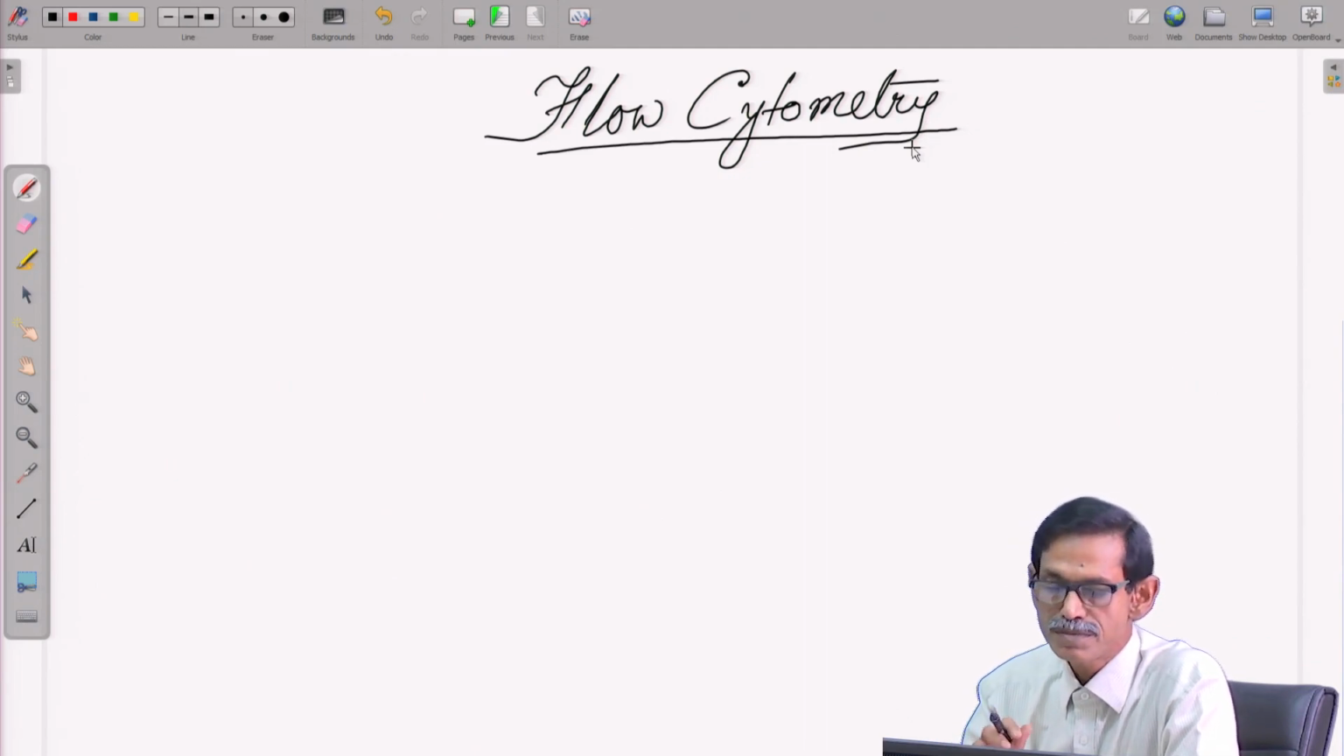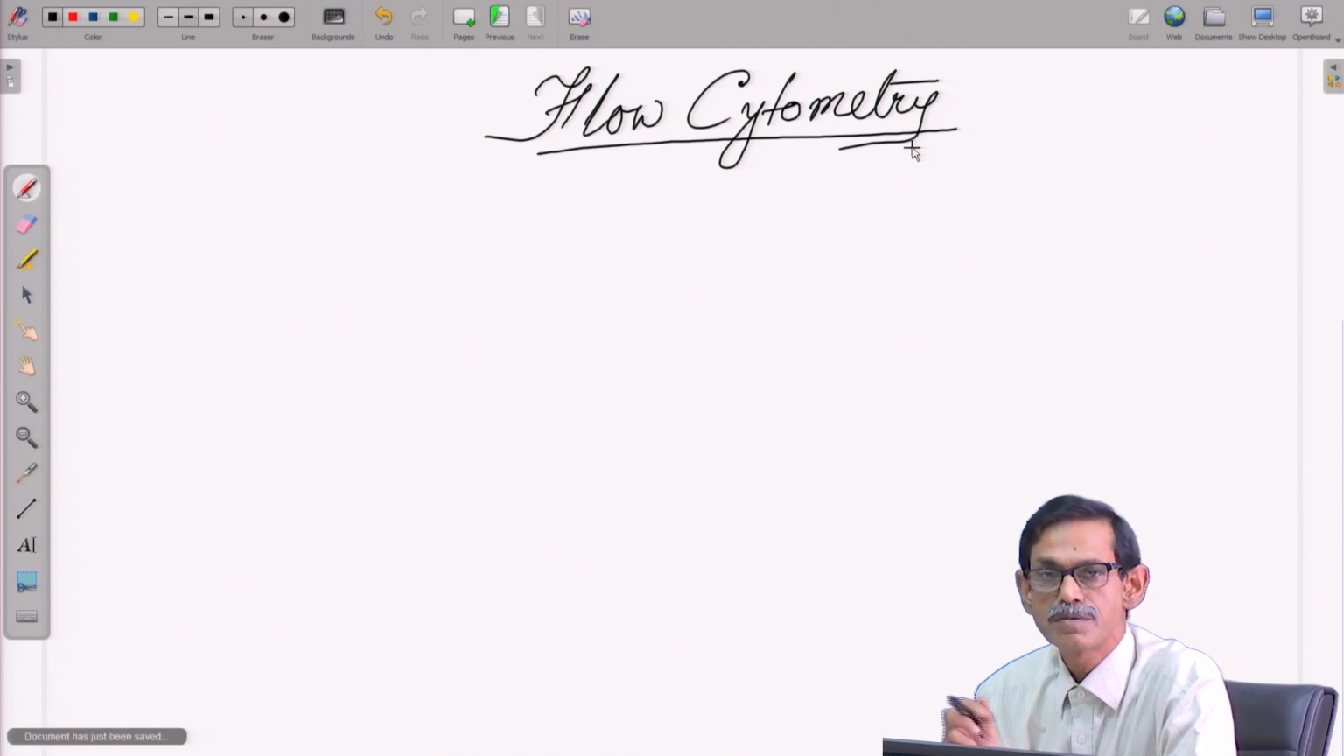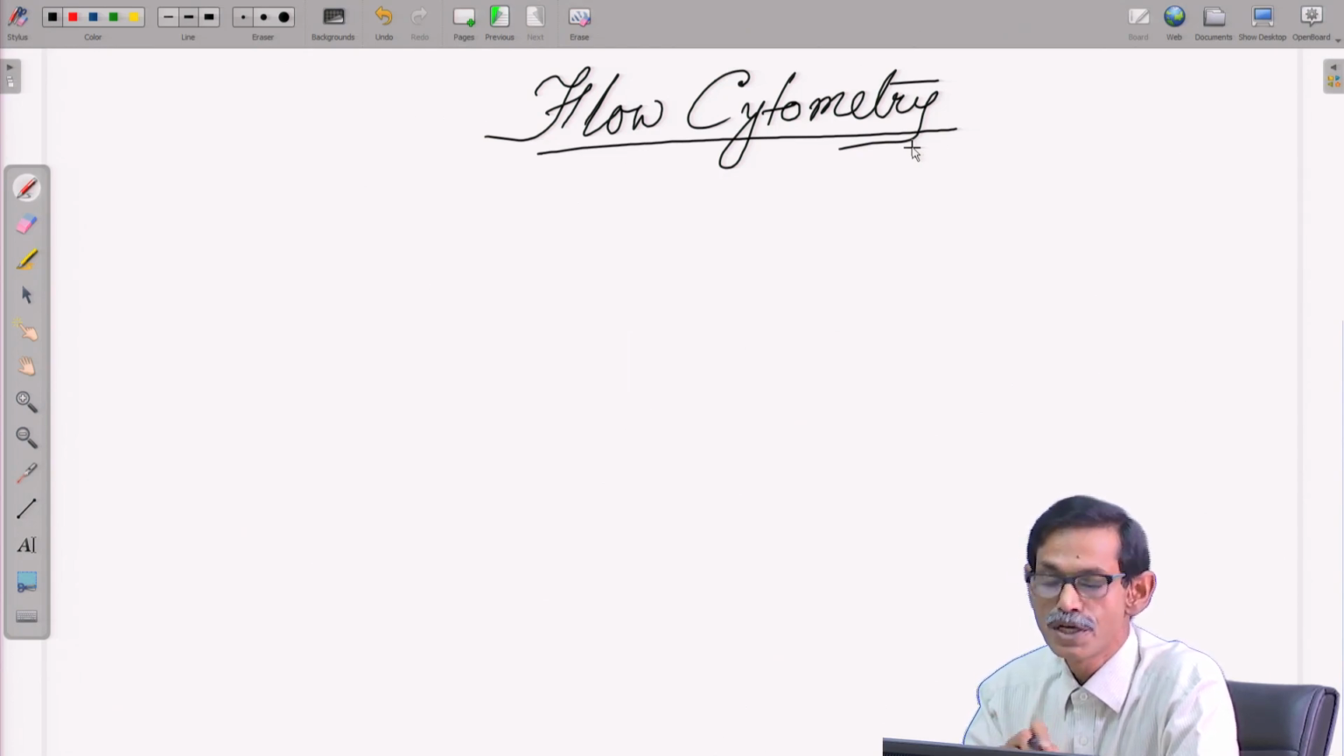Okay. So, this machine is also very commonly known as FACS, fluorescence activated cell sorter, but this is not the general name of the machine. FACS is the name of a company. Okay. The Becton Dickinson named it. So, what is it actually doing?